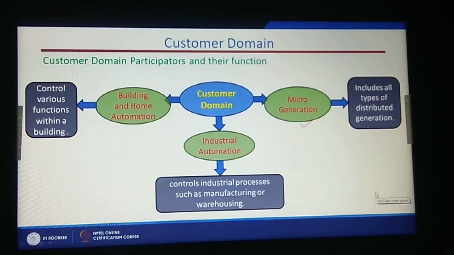So you can see, as I said, we have 3 types of customers broadly: commercial, industrial, and residential customers. And one more thing I have just added here is micro generation. This micro generation includes all the types of distributed generation. That is also part of the customer domain.